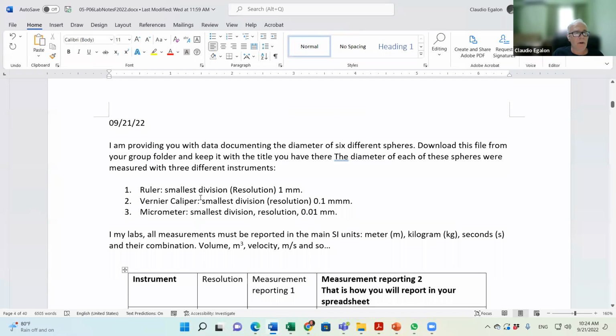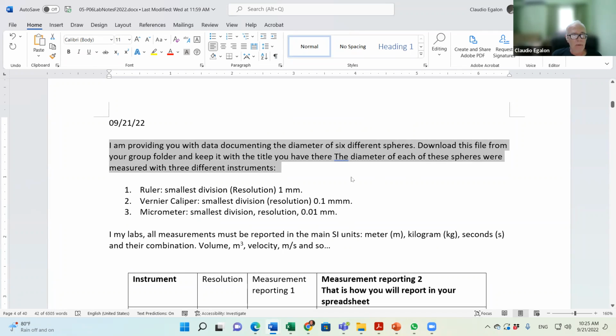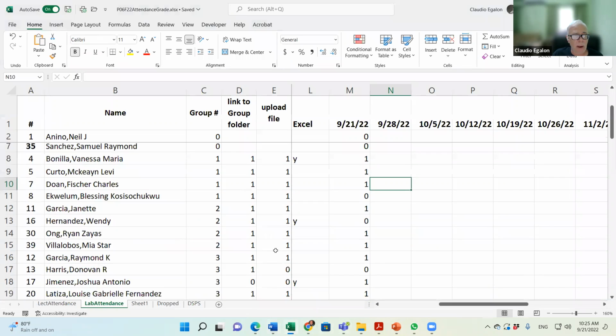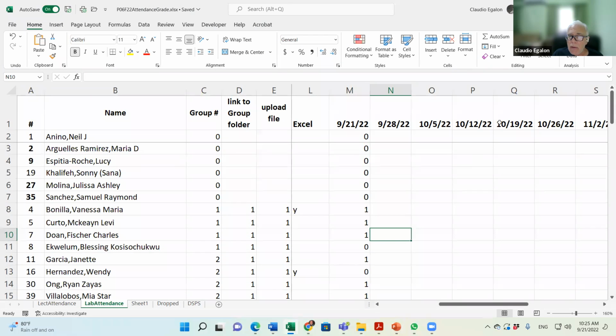Today is the 21st. So last time I provided you with data documenting the diameter of 6 different spheres. Make sure you have this data, downloaded the file from your group folder. And I want to make sure everybody has a group, right? If you don't have a group, let me know.